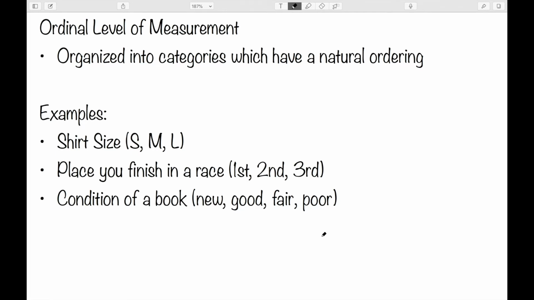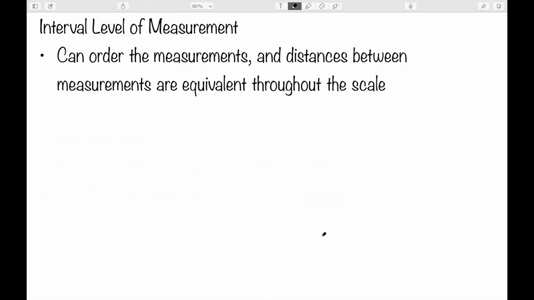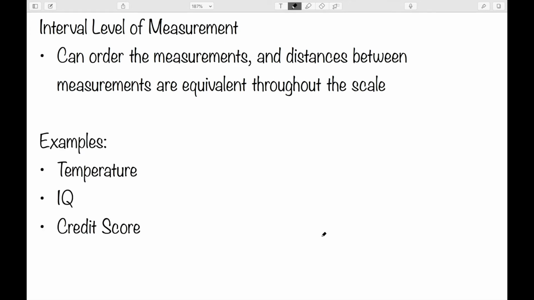Both nominal and ordinal levels of measurement are for categorical variables or those qualitative variables. The next two levels, interval and ratio, will start to consider numerical or quantitative variables. The first of these is the interval level of measurement. In this case, we can order the measurements, and distances between measurements are equivalent throughout the scale. Examples of this may include temperature, your IQ, or your credit score.